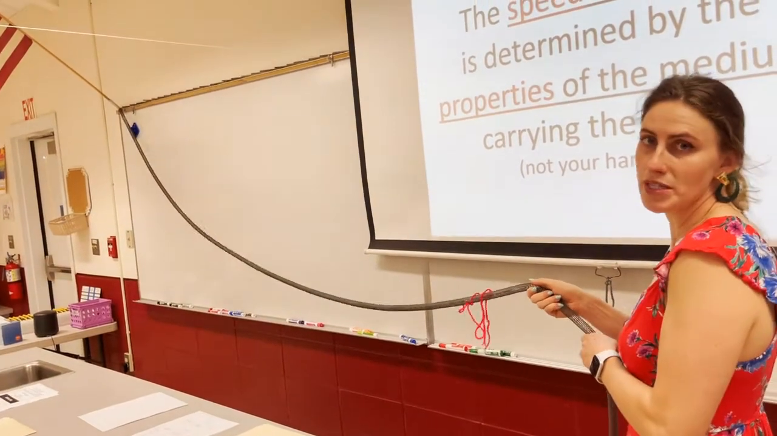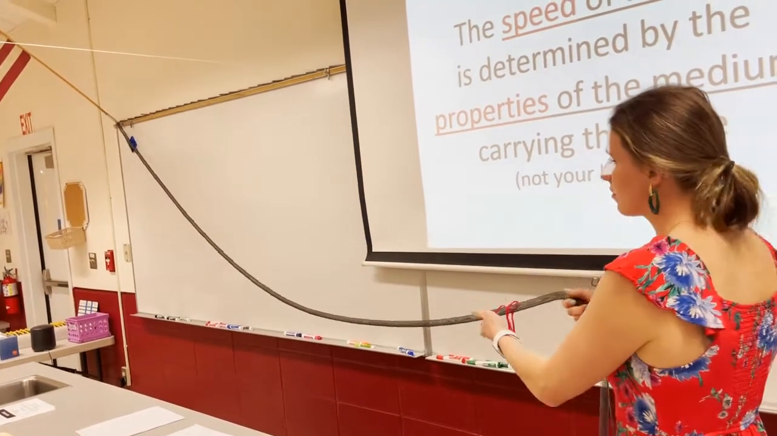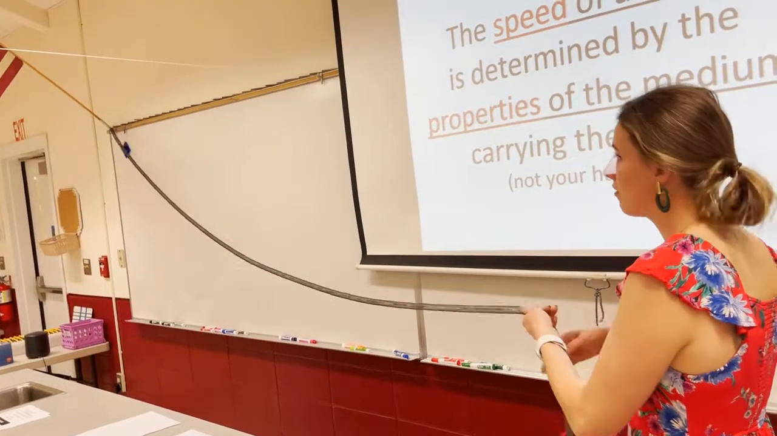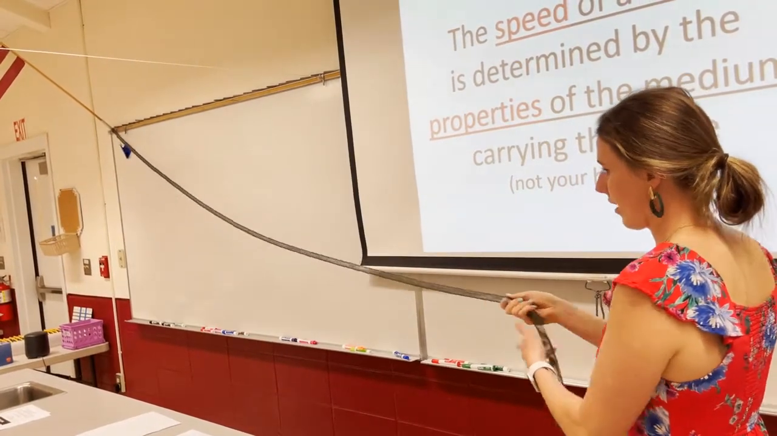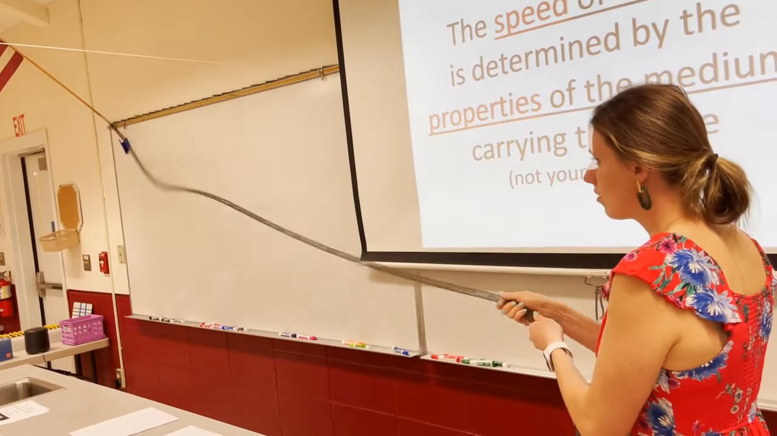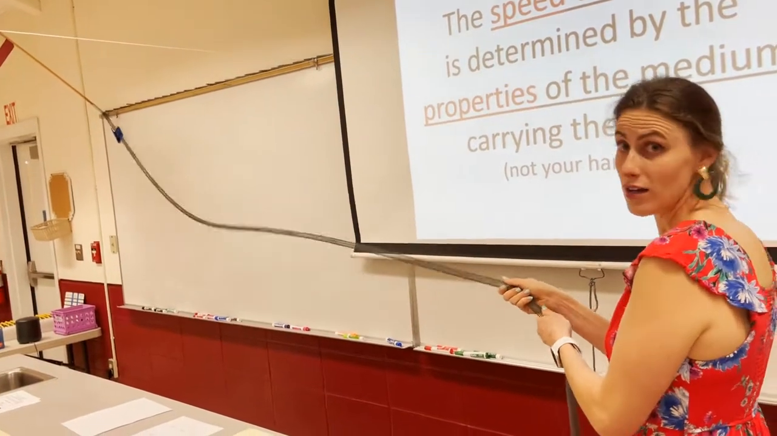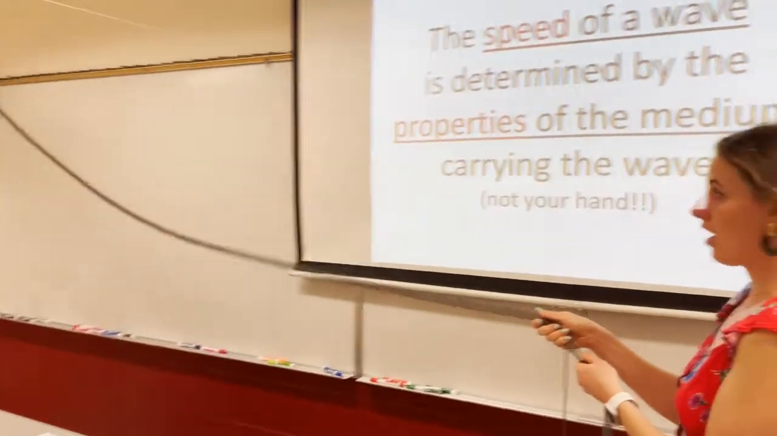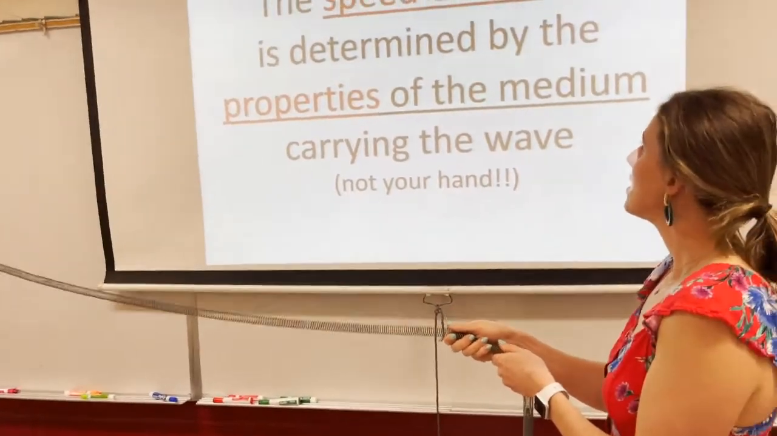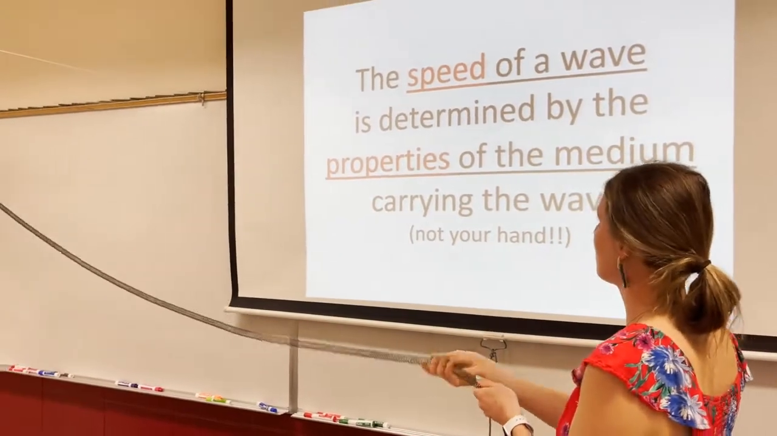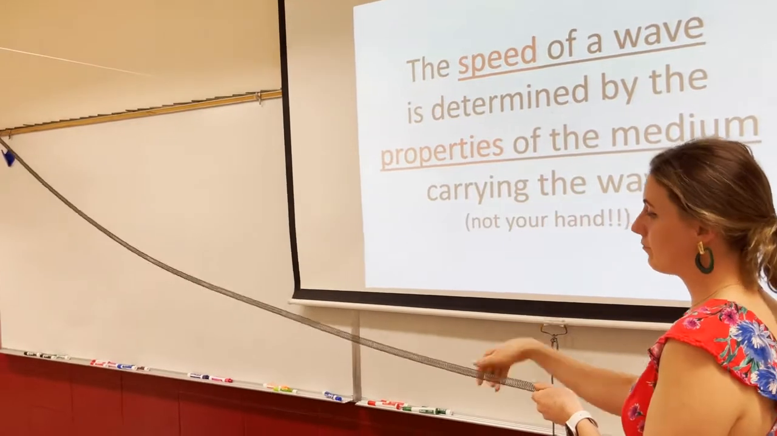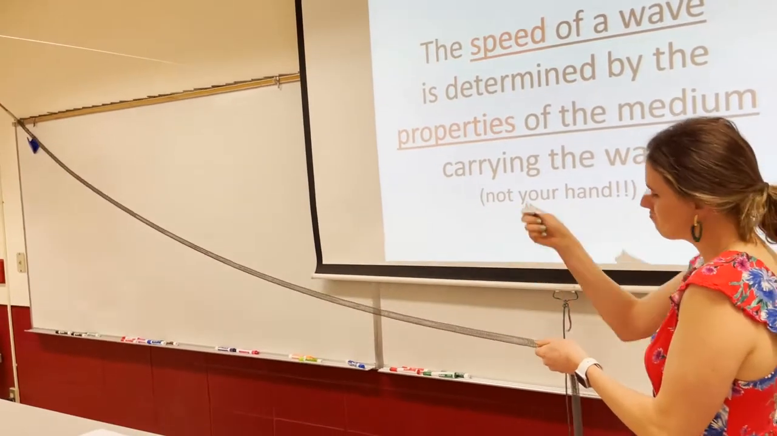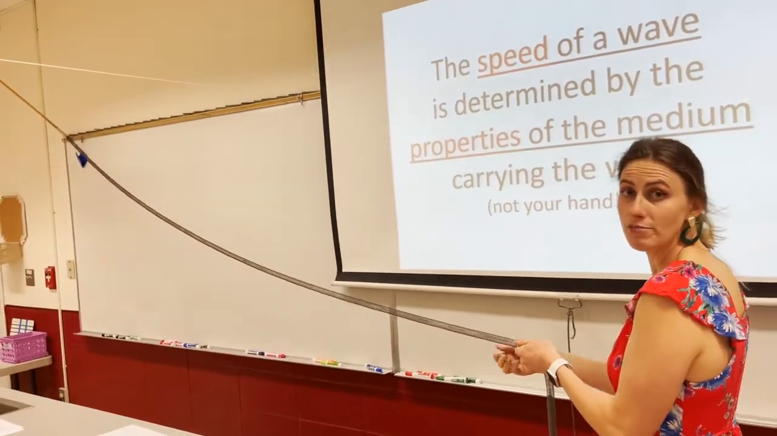What happens when I change the properties of this medium? How can I change the properties of the medium, the slinky? You could stretch it tighter. Yeah, so put a little more tension on it, right? So now I'm here. Back and forth. So, a lot faster. Right? And so the speed of a wave is determined by the properties of the medium carrying it, not my hand. I flick my hand the same amount.